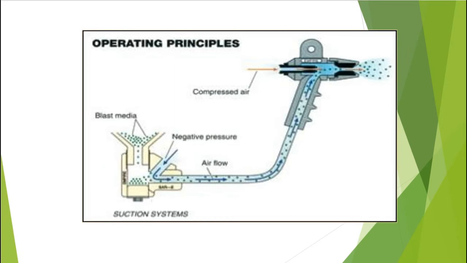As we can see in the diagram, the blasting media is collected in a V-shaped storage. Here, the suction part is given so that air can be taken in, mixed with the sand, and carried out to the nozzle here, and then the compressed air enters the nozzle, which is mixed with the sand and targeted towards the subject.